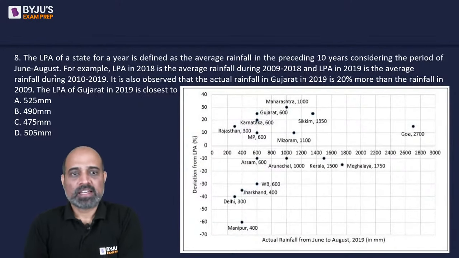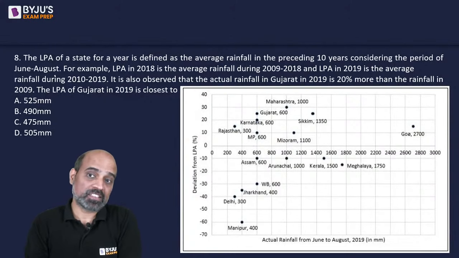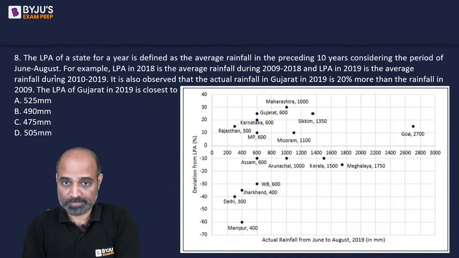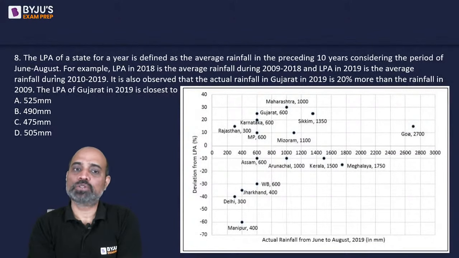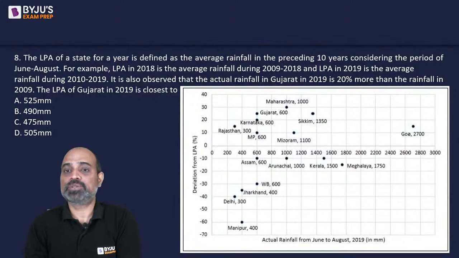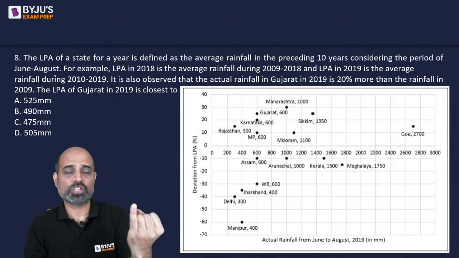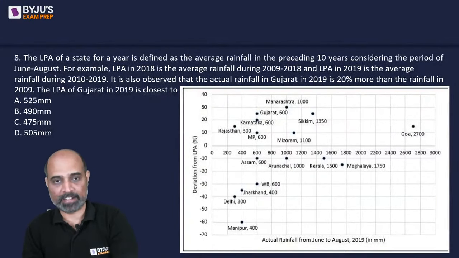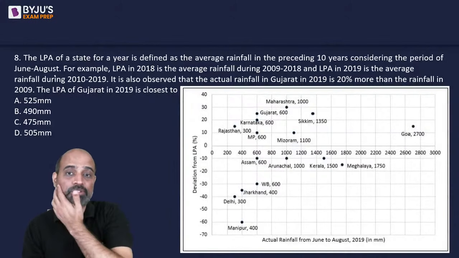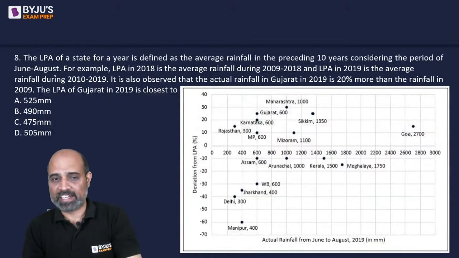Okay, the next one. The LPA of a state for a year is defined as the average rainfall in the preceding 10 years, considering the period of June to August. Preceding मतलब पहले. For example, LPA in 2018 is the average rainfall during 2009 to 2018, and LPA in 2019 is the average rainfall during 2010 to 2019. 2010 to 11, 11 to 12, 12 to 13, 13 to 14, 14 to 15, ऐसे करते हुए up to 18, 19. ठीक है? नहीं तो 2010 to 19 करोगे तो अच्छा नहीं. It's 2010, year 2011, 12 because we need 10 years.